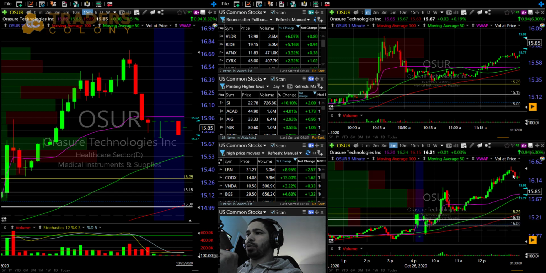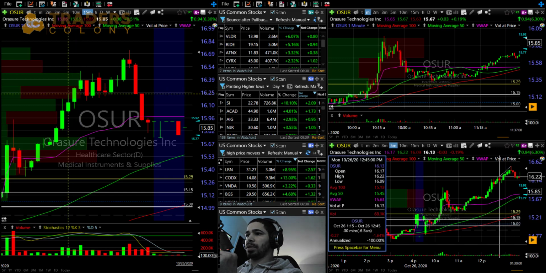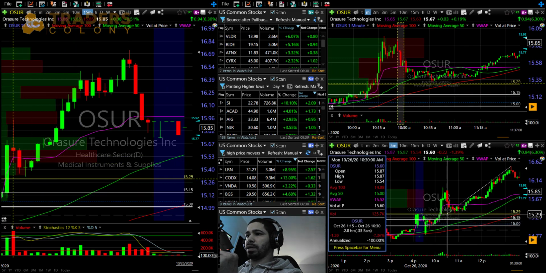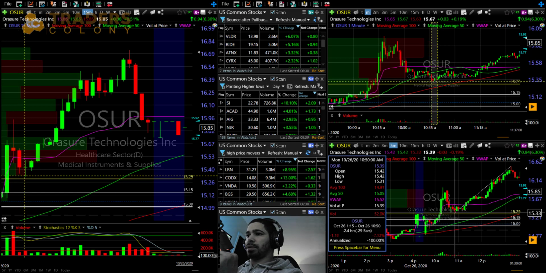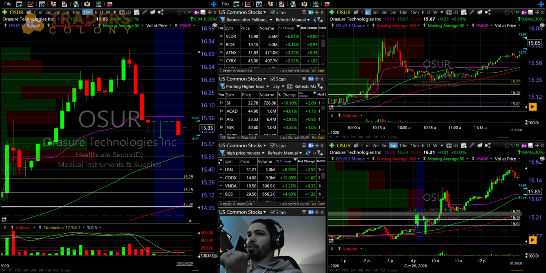Now the 15.24, we're going to pick this area here just to see how much it moved. $1.18 on that nice move that we have there.